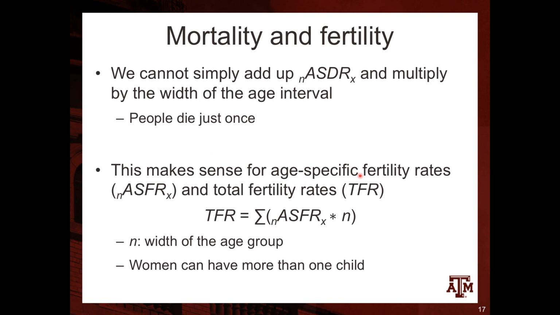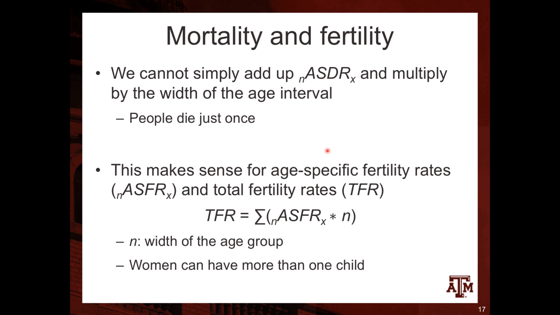But that kind of rate makes sense for age-specific fertility rates, as we saw in previous chapters, when we use the age-specific fertility rates to estimate total fertility rates. So how is the total fertility rate estimated? We pretty much add up all the age-specific fertility rates and multiply by the width of the age group. So in this case, the total fertility rate is interpreted as the average number of children that a woman would have if she were exposed to these age-specific fertility rates throughout her childbearing years. And that makes sense because women can have more than one child. So it would make sense to have a TFR greater than one. But for mortality, that would not make sense.